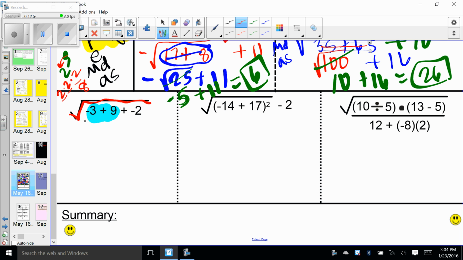This says I owe somebody $3 and I have $9 in the bank. What happens if I have 9 in the bank and I'm going to take 3 out? Can I do it? Yeah, I can do it. That leaves me with positive 6 left in the bank, plus negative 2. 6 plus negative 2 becomes $4.